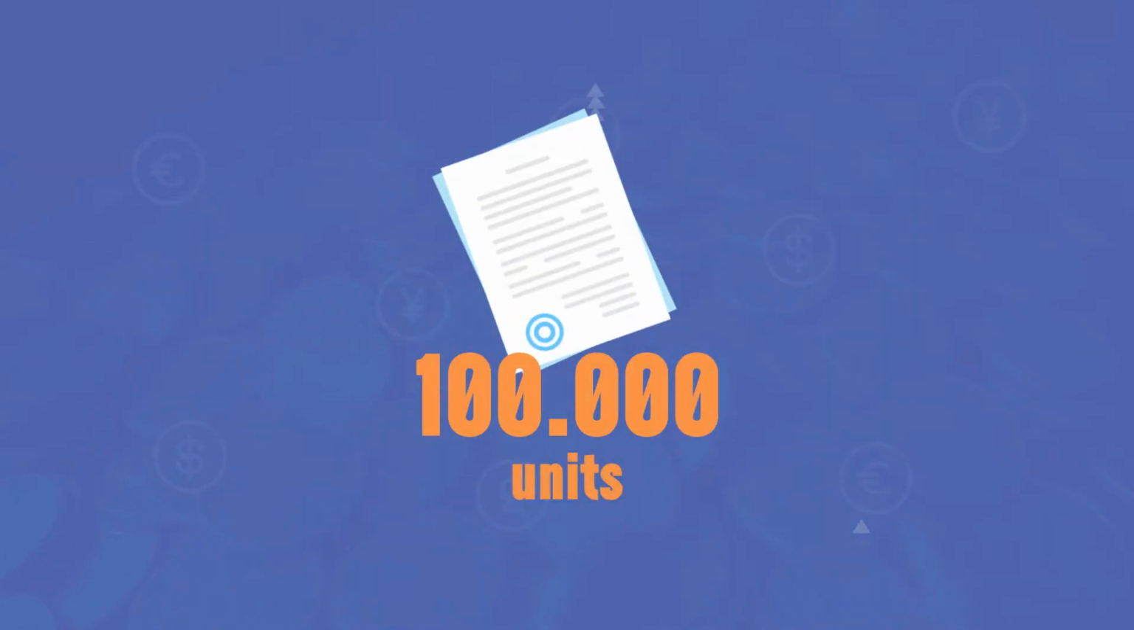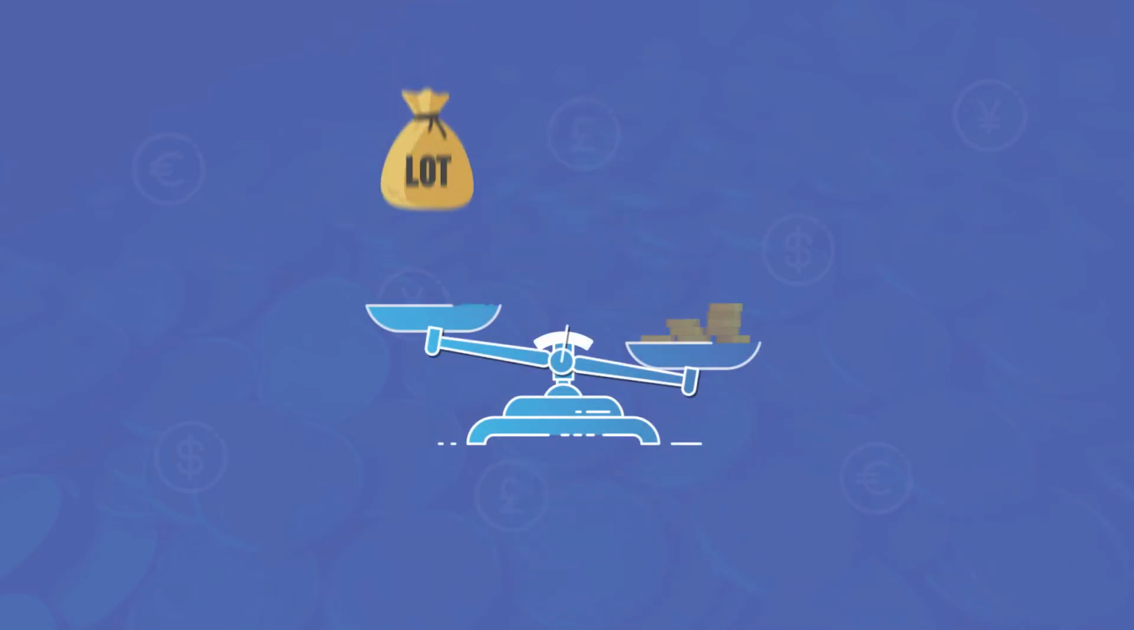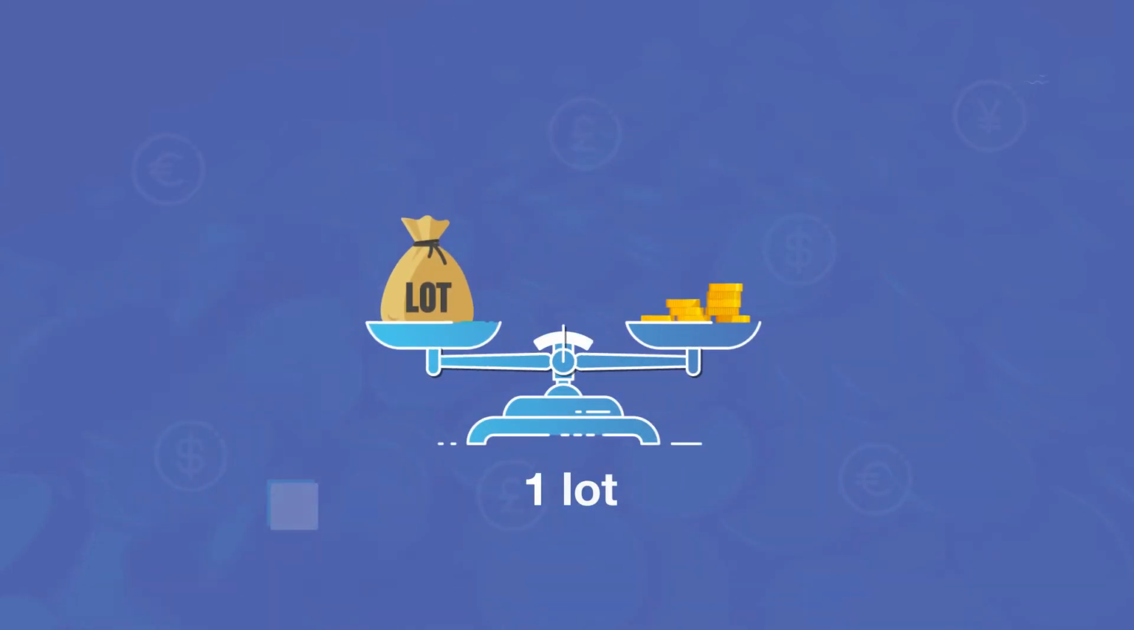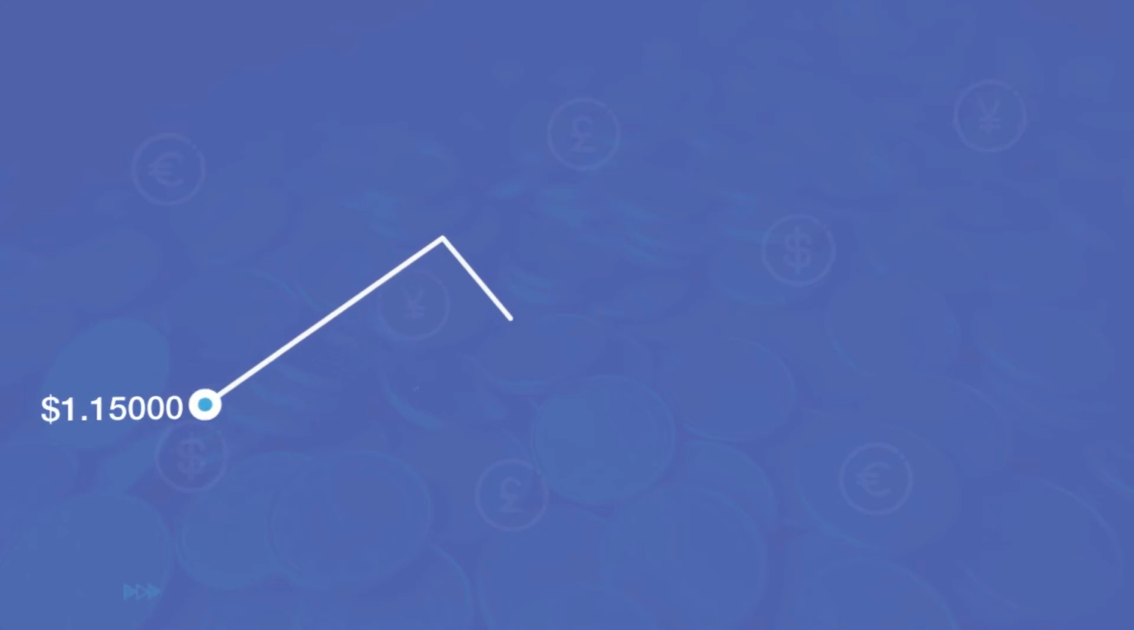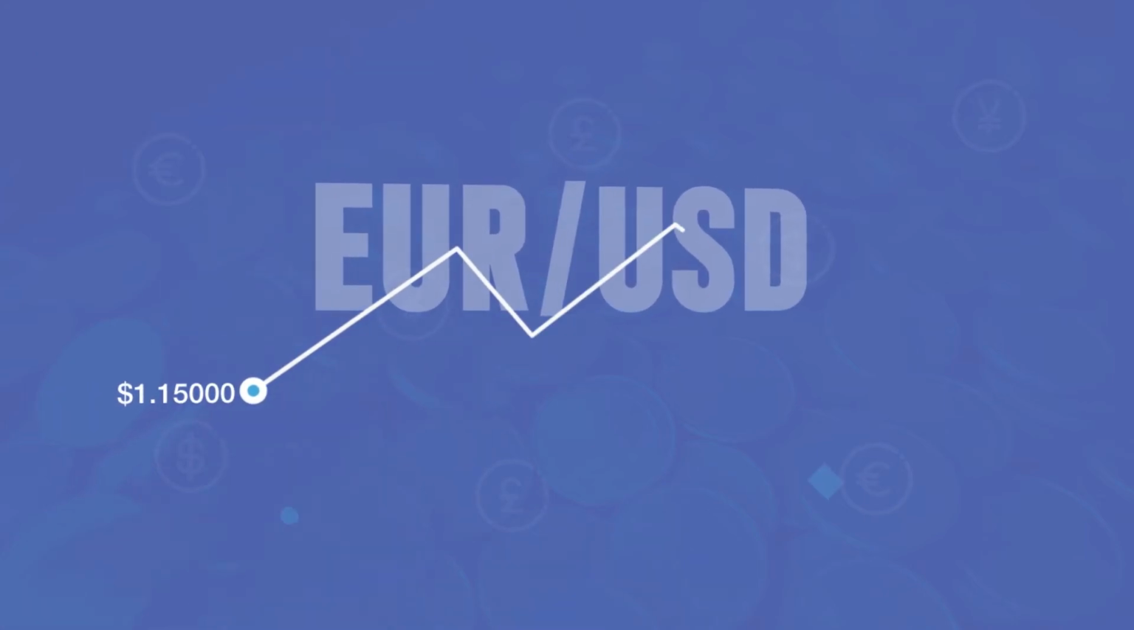Contract size is 100,000 units for all currency pairs, so one lot's long position in Euro US dollar currency pair is equivalent to an investment worth 100,000 euros. Let's say the purchase price was 1.15000 at the time we opened a position in Euro US dollar.